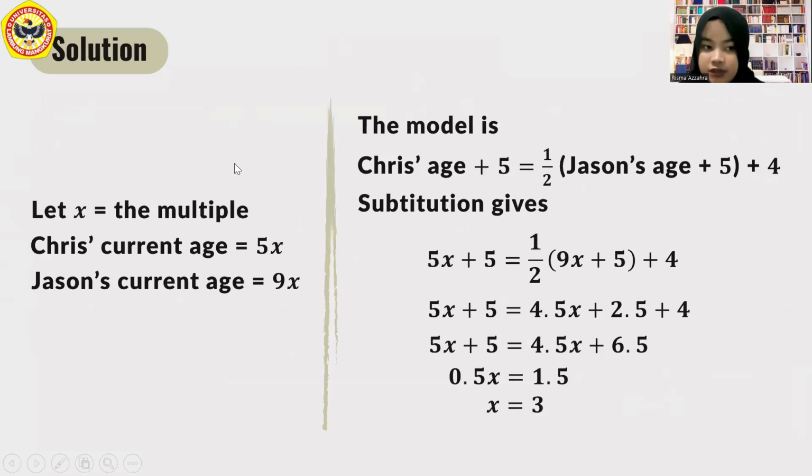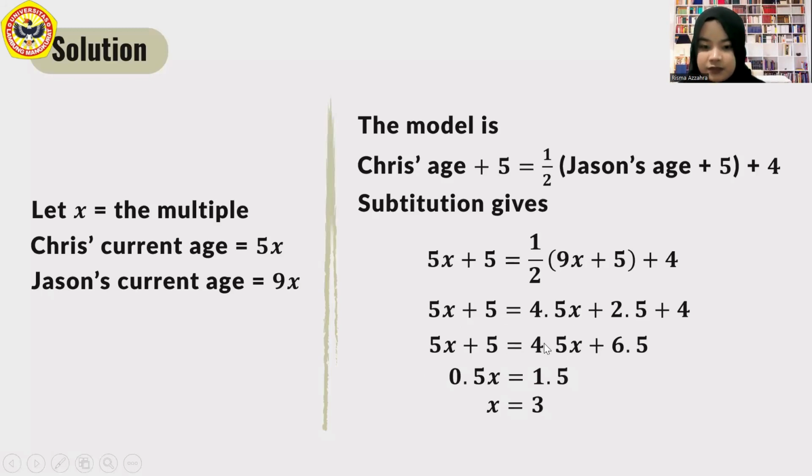But we have another way using algebra. So let x be the multiple, and Chris' current age is 5x and Jason's current age is 9x. So the model is Chris' age plus 5 equals one half of Jason's age plus 5, plus 4. The substitution gives 5x plus 5 equals one half of 9x plus 5, plus 4. So 5x plus 5 is 4.5x plus 2.5 plus 4. So 5x plus 5 equals 5.5x plus 6.5.